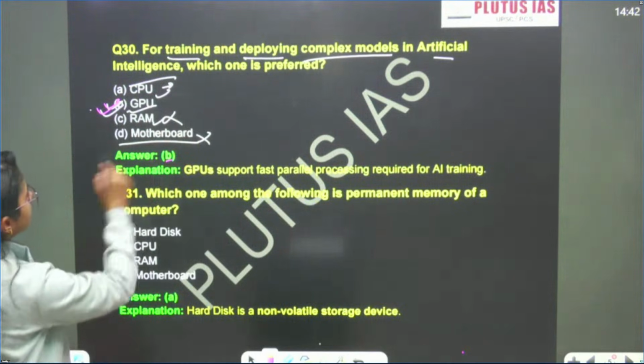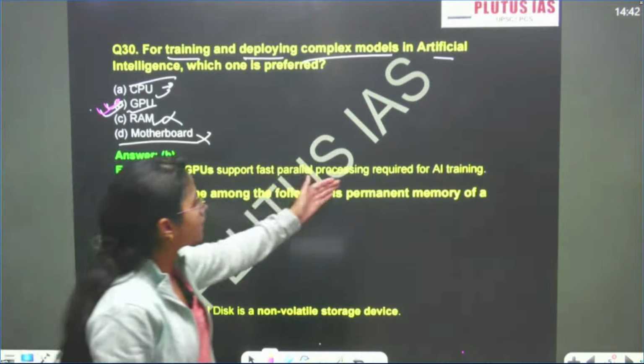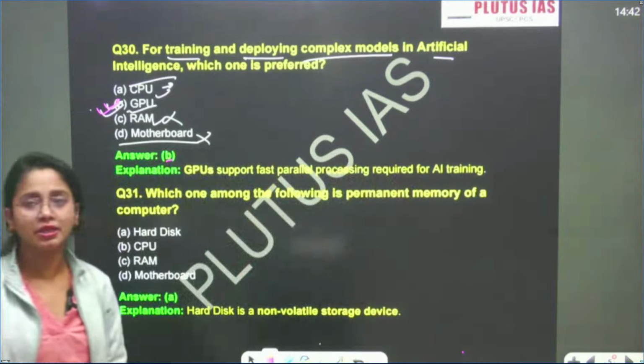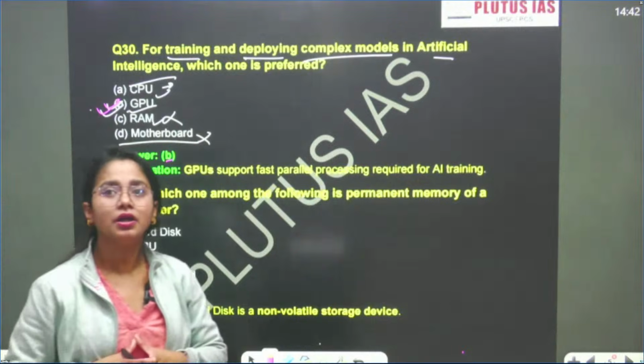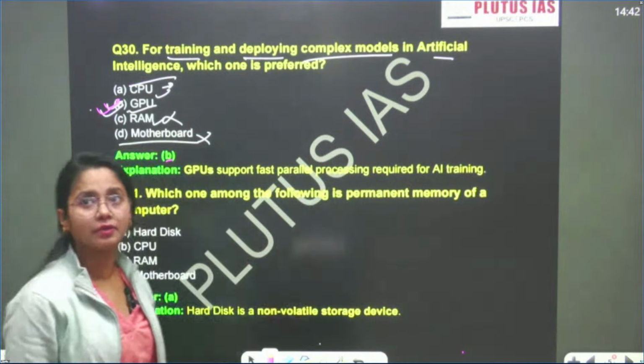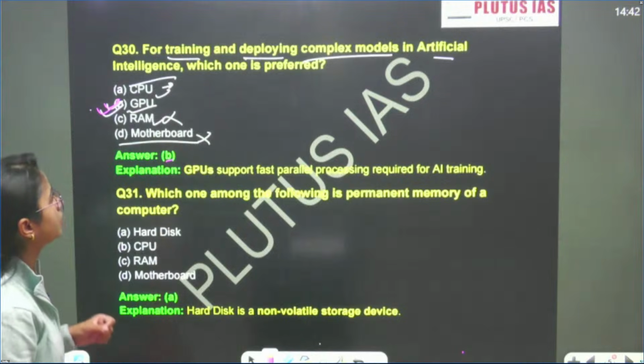Yes, answer B is correct. GPU supports the fast parallel processing required for AI training. CPU, motherboard, and RAM are not involved in that particular kind of complex training and deploying of complex models.